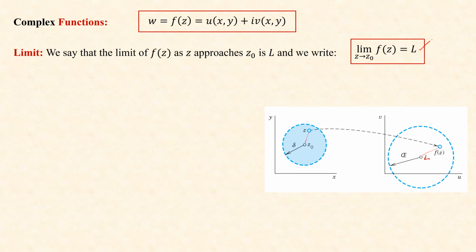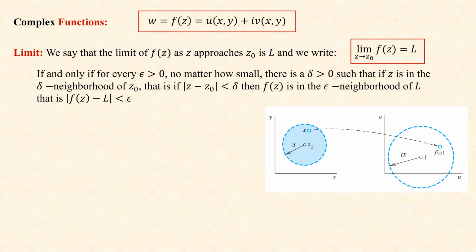But in technical terms, to be mathematically accurate and very precise, we have this sentence that you see in real analysis. We say this limit is L if and only if for every epsilon positive, no matter how small, there is a delta positive, such that if z is in the delta neighborhood of z naught, then f of z is in the epsilon neighborhood of L, right? This is the epsilon neighborhood. This should be epsilon, right?